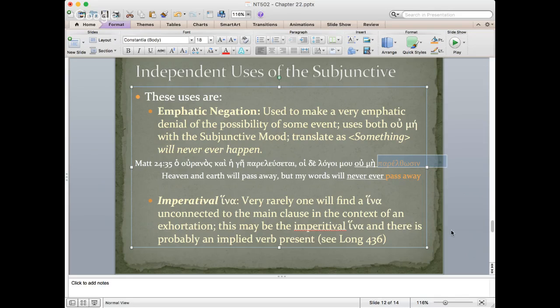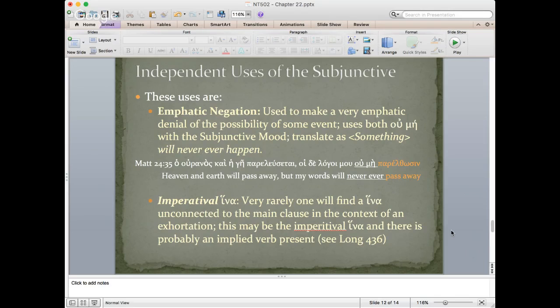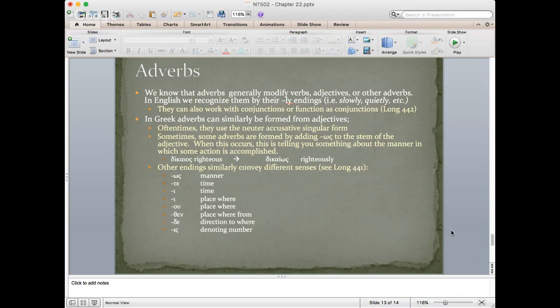Okay, all right. And then adverbs. We're going to move on to those adverbs. We know that adverbs generally modify verbs. Adverbs will modify verbs, adjectives, or other adverbs. In English, we recognize them normally by that ly ending. So instead of just slow, it would be something like slowly, quietly. So it's telling you how a verbal idea or a verbal action is being done. They can also work with conjunctions or function as conjunctions. Adverbs occasionally can as well. And Long details this on 442.